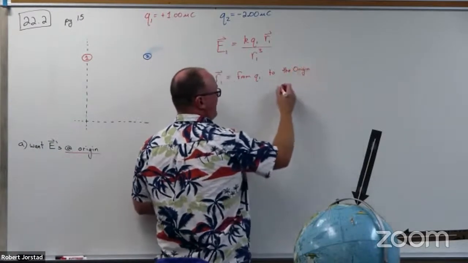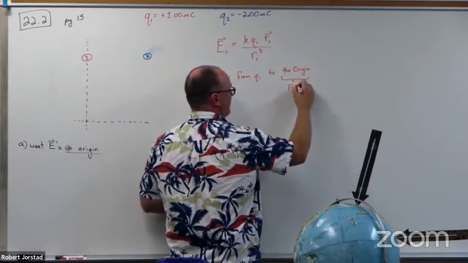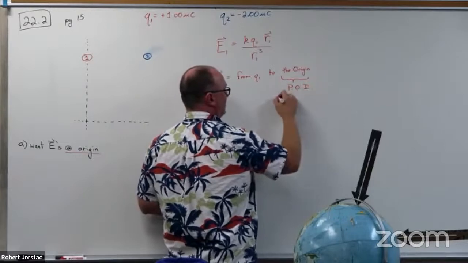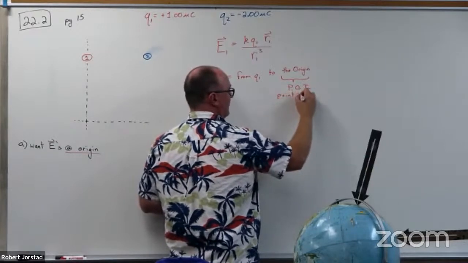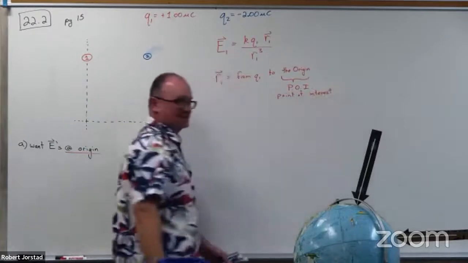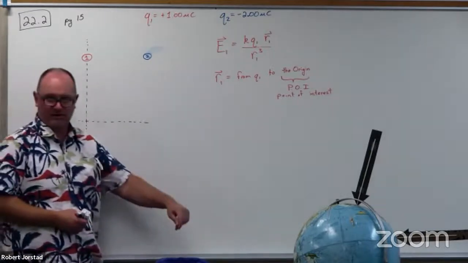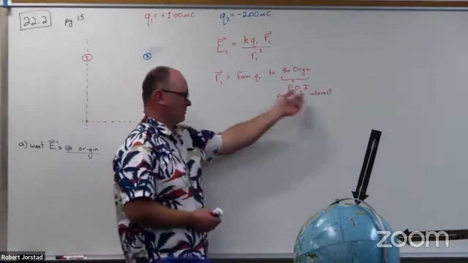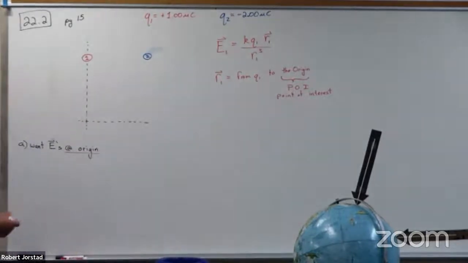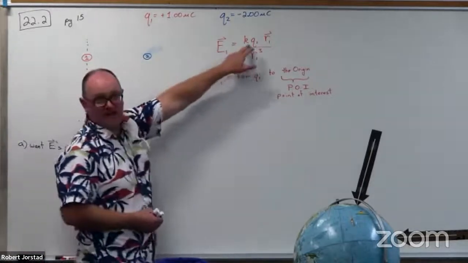Now, later in class, you're going to hear me call this POI, or point of interest. That's just the term that I use, because it's not always going to be the origin. We're going to go from Q to some arbitrary point that we care about, which I would call, in general, the POI.